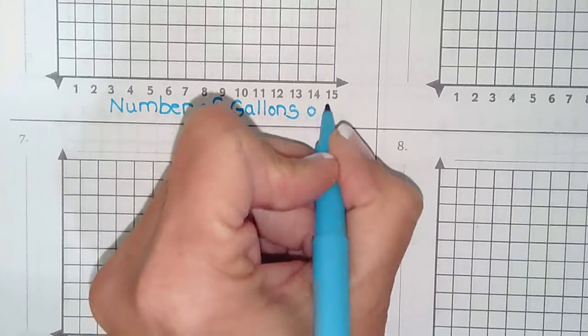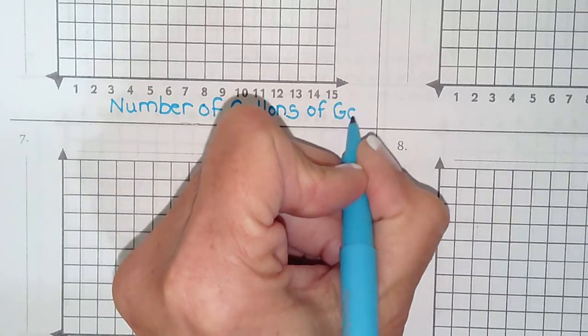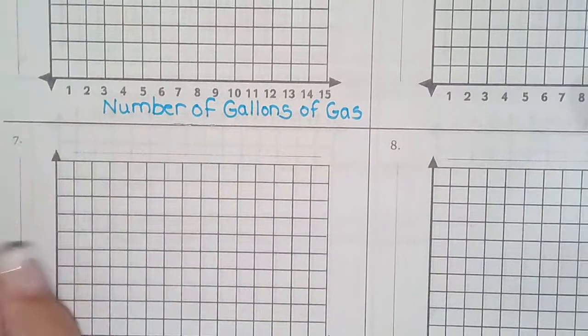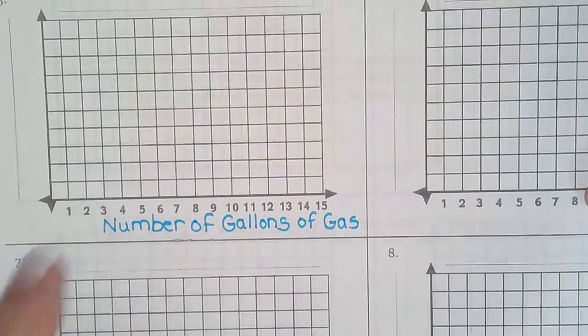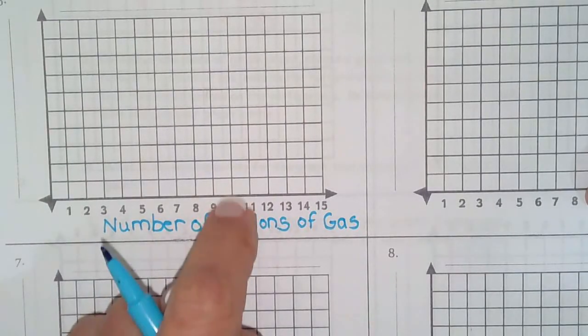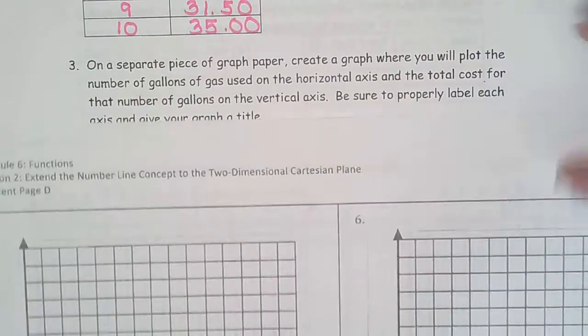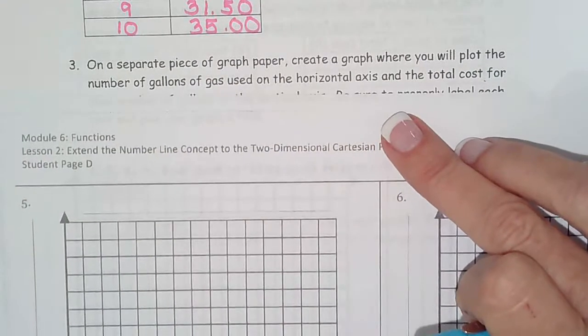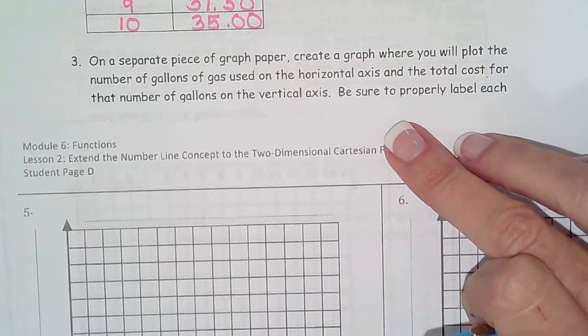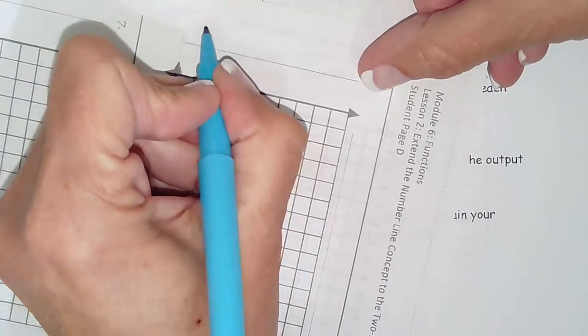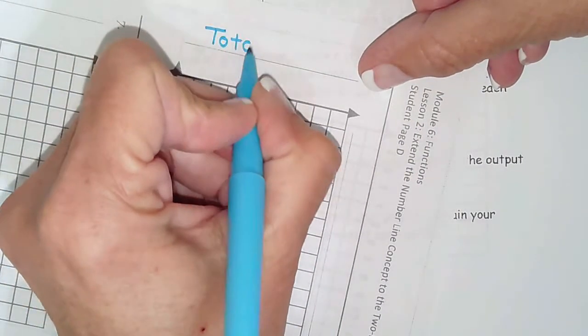So number of gallons, I guess we should say of gas, since they told us to. And they already put the numbers in for us. So we have 1, 2, 3, 4, and we're just going to go up to 10. And next it says, and the total cost for that number of gallons on the vertical axis. So here let's write total cost.